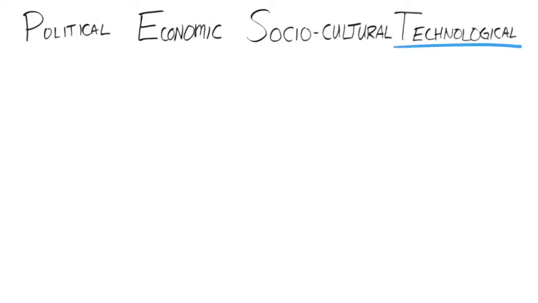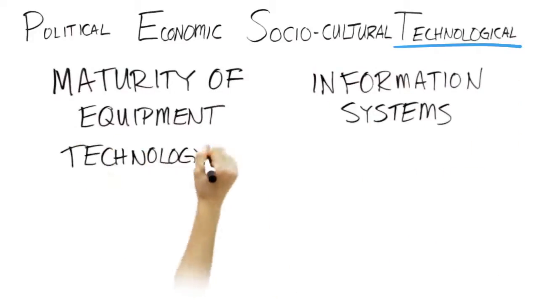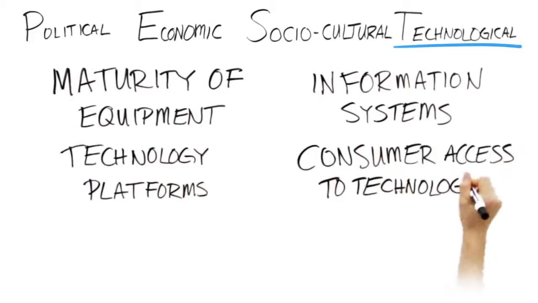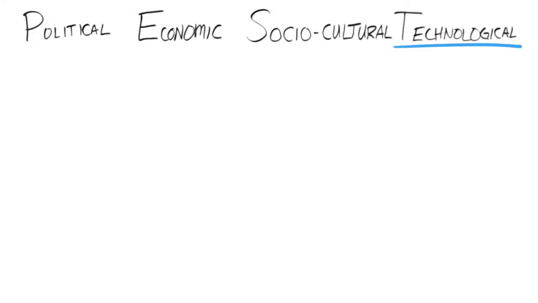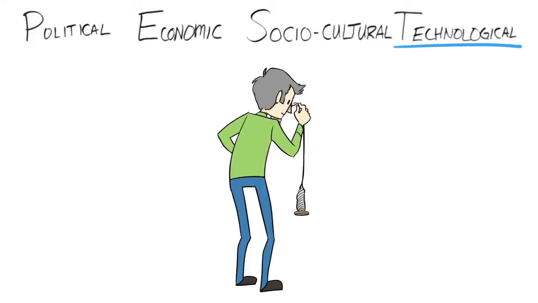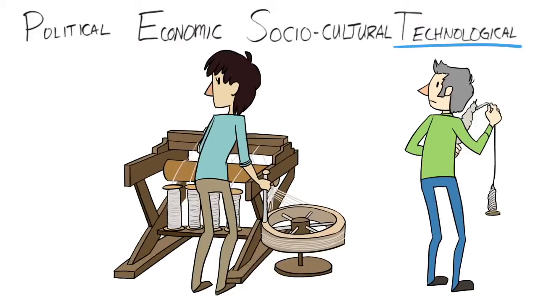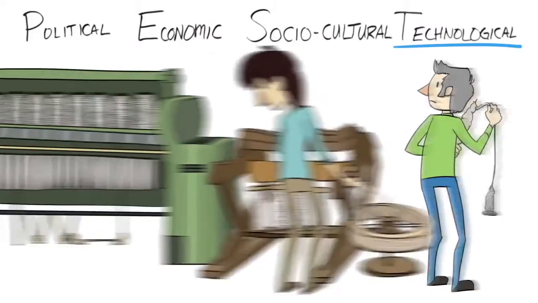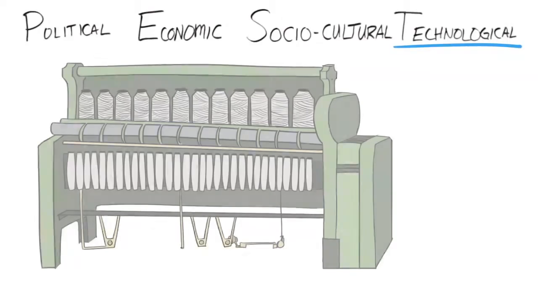Technological factors refer to the maturity of manufacturing equipment, information systems, technology platforms, and consumer access to technology. Technological advances in some countries have led to increases in service sector jobs and decreases in manufacturing jobs. Companies are increasingly turning to sophisticated machinery that requires fewer workers to produce the same amount of product. Consider one textile factory in Bangladesh, where it is more cost-effective to purchase high-tech threading equipment to spin thread than to hire hundreds of people to do the work by hand, even with a very low wage rate.